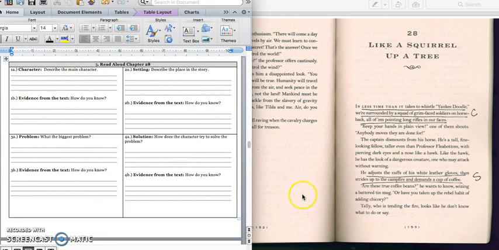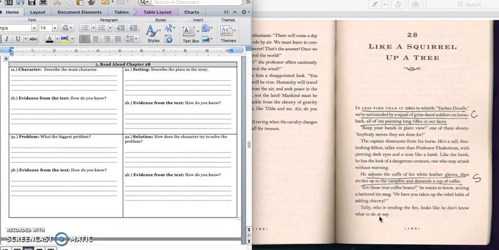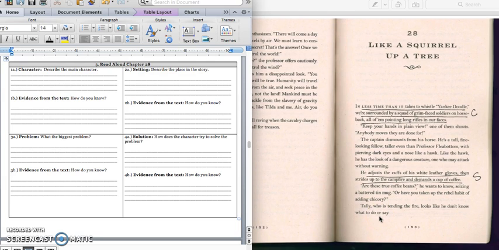Go ahead and turn the page, and we're on page 153 in our text. We're going to use our CSPS strategy the first time we read so that we can understand what's going on.